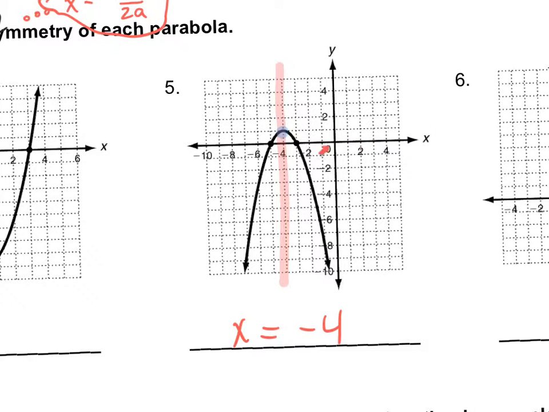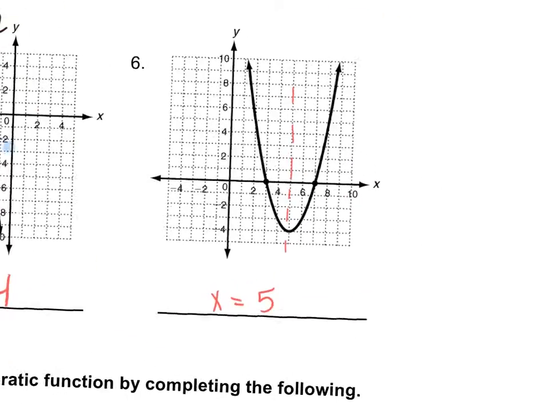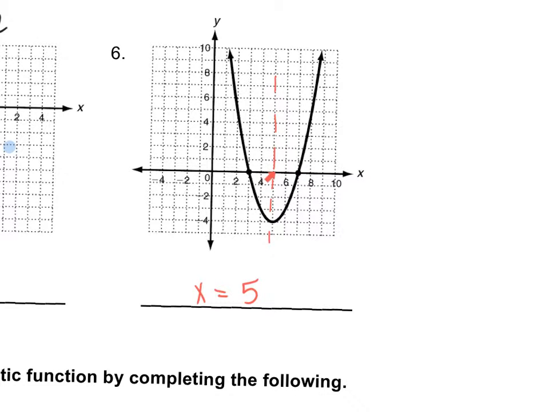And if that's the case, then the coordinate is always going to be whatever the axis of symmetry's x value is, -4 in this case, comma something. In this case, it's going to be 0, comma something. In number 6, it's going to be 5, comma something.